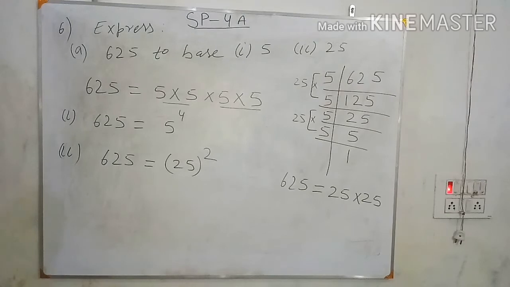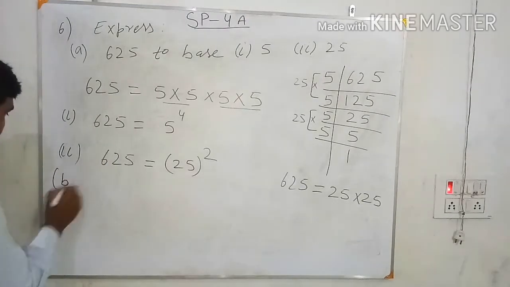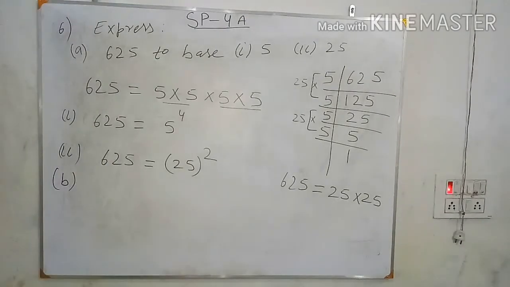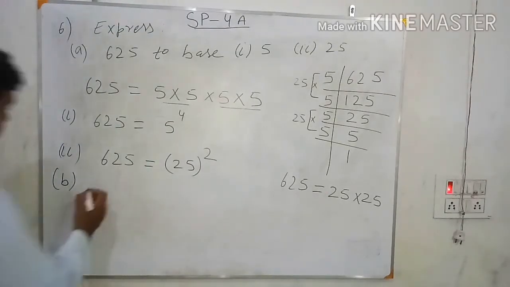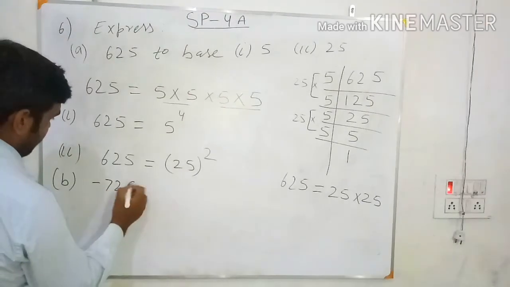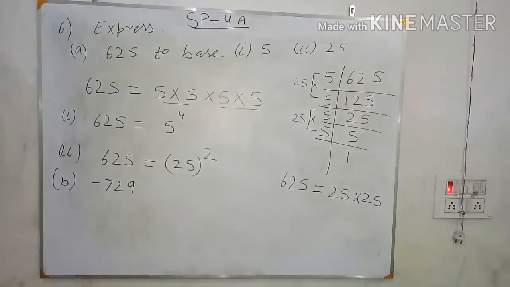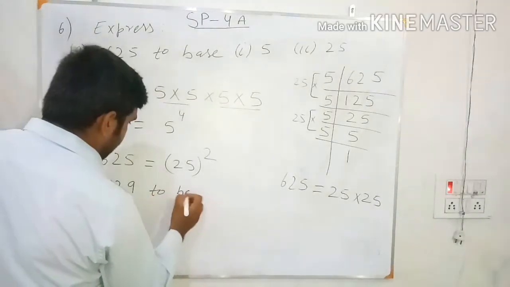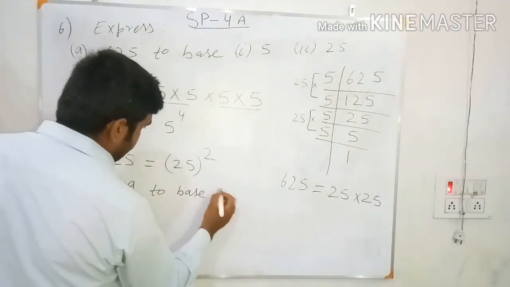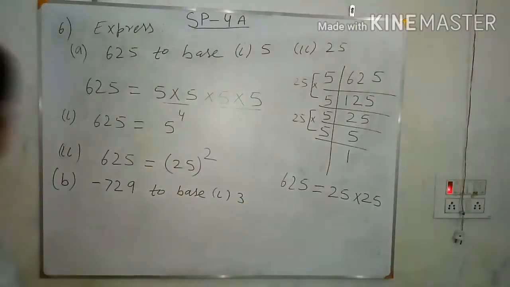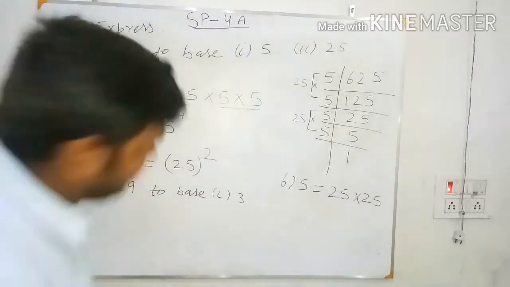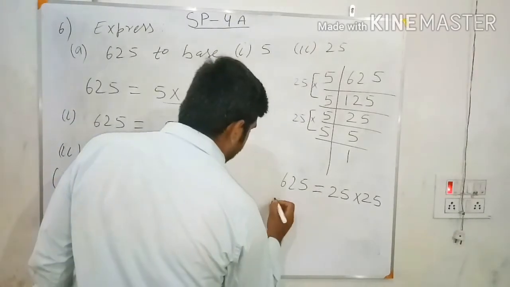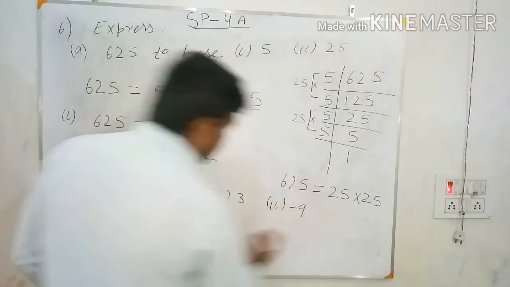Next we do the B part. In B part 6b, we have to express minus 729 to base, one is 3 and the second is minus 9.